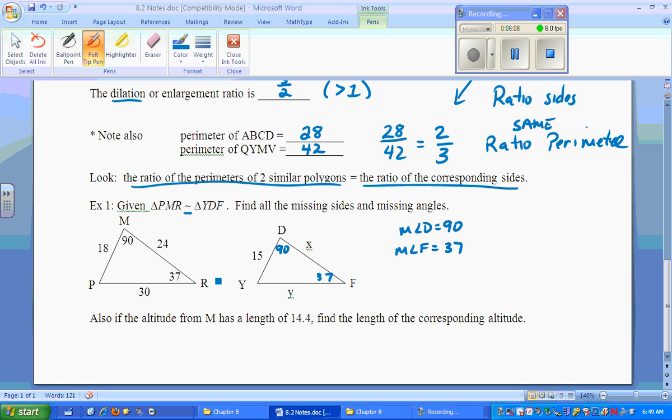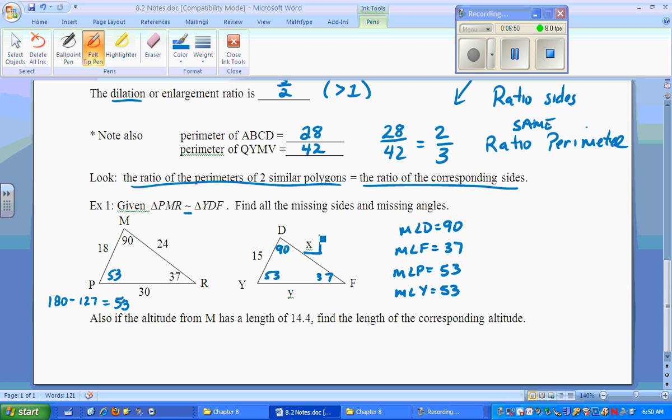And then our last angle, what do we know? It's a triangle. How many degrees are in a triangle? 180. So then we're able to say that the missing angle is 180 minus what do we have here? The 90 and the 37 together. Subtract it, and what do we end up with? 53. So angle P is 53, angle Y is 53. Pretty simple so far, this is from last chapter.